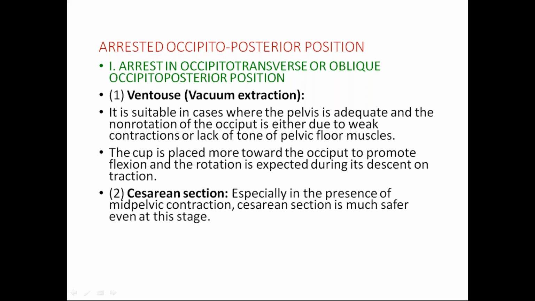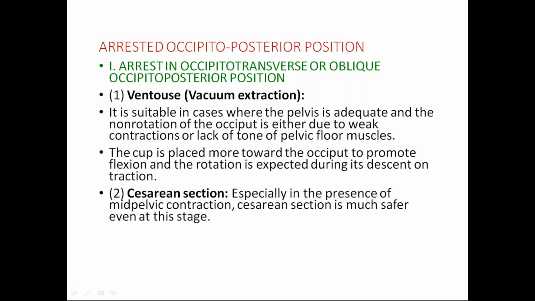That is if it is a normal delivery. But in other cases, there will be arrest in the occipito-posterior position. Arrest can be in the occipital transverse, oblique, or occiput posterior. It could be arrest in the transverse, called deep transverse arrest, oblique posterior arrest, or direct occiput posterior arrest. In this case, a few things can be done.